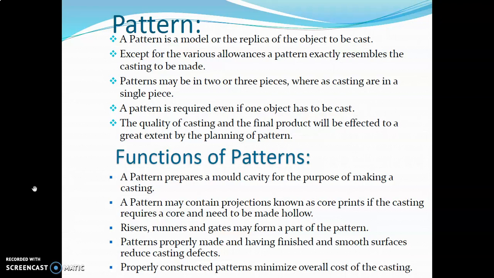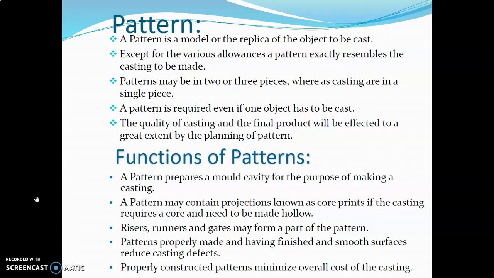So in continuation to that lecture, as we have discussed, pattern making is a very important topic, or we can say it's an important process of casting. So today we discuss the pattern making process, different types of patterns, and the material which is used in pattern making. So today we discuss a very important topic about casting. We start from the first slide, which is the pattern.